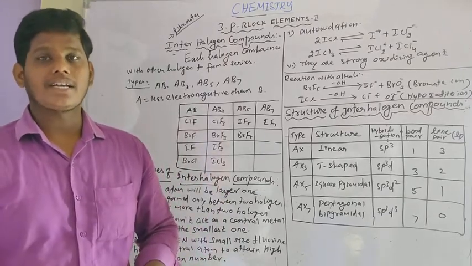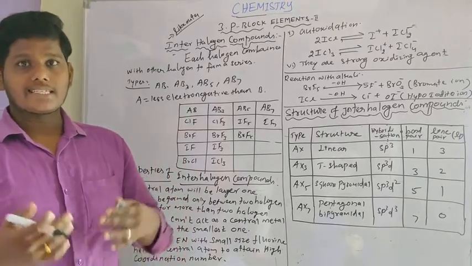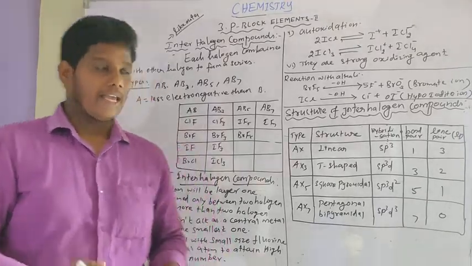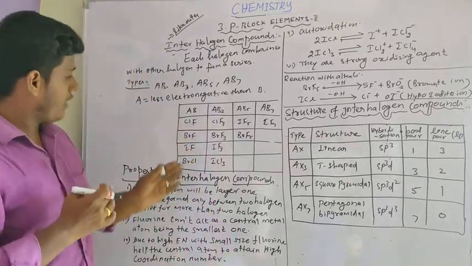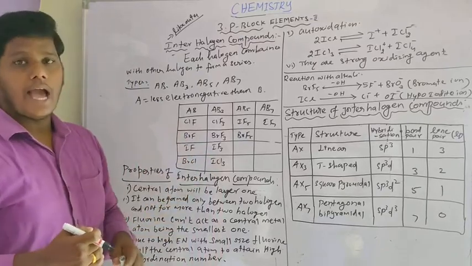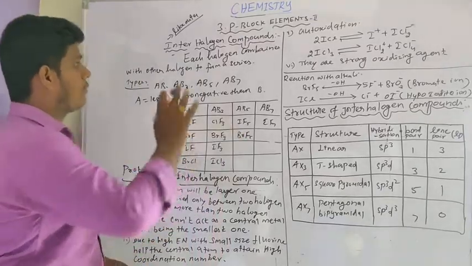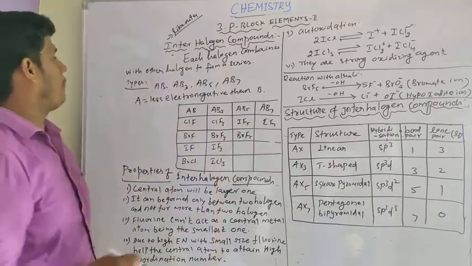They are called interhalogen compounds, like ICl, IBr, BrF, IF, and then ICl3, IF3. These are called interhalogen compounds.